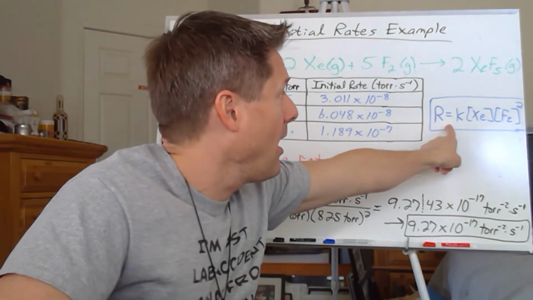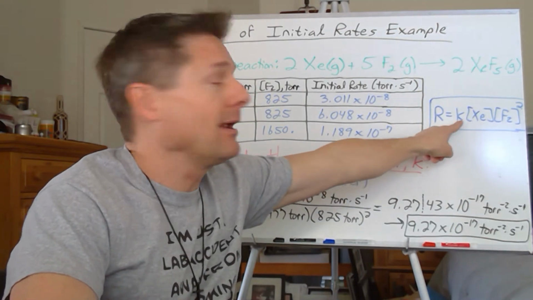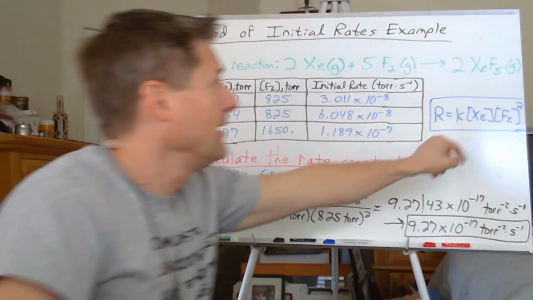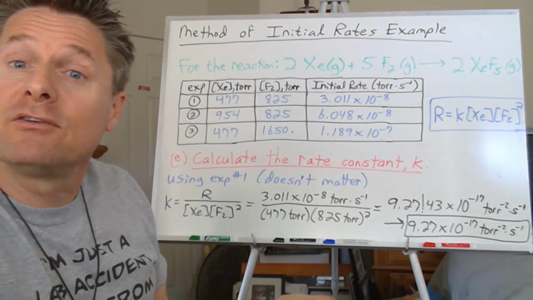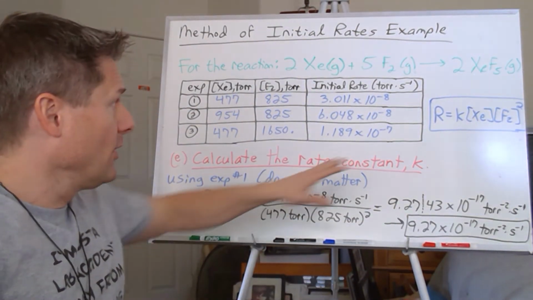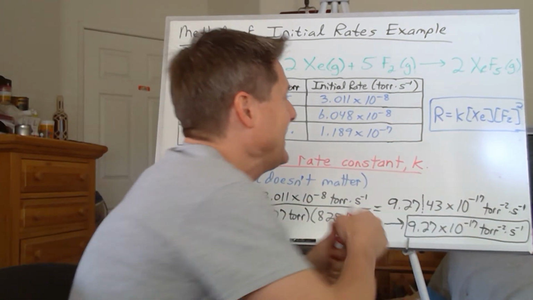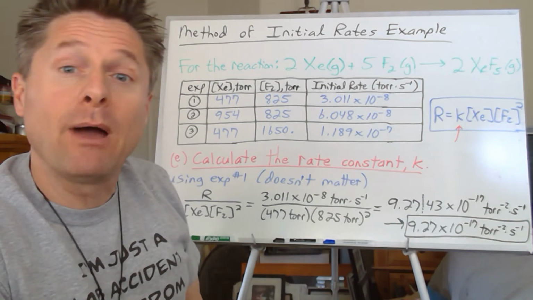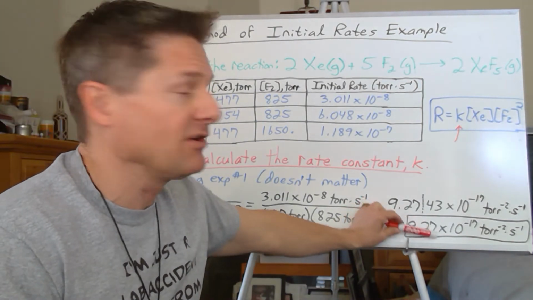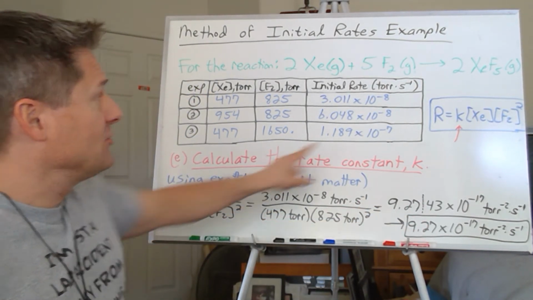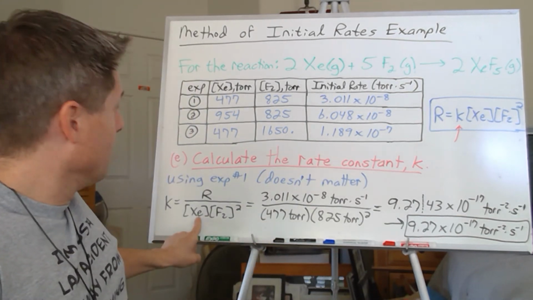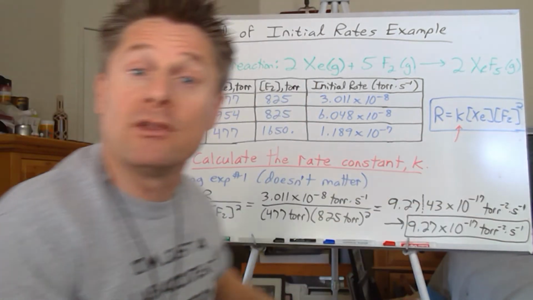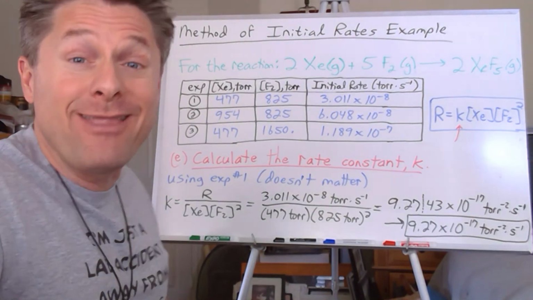Well, we know the rate law was R equals, the reaction rate was K, the rate constant, times the concentration of xenon raised to the power of 1, times the concentration of fluorine raised to the power of 2. All right, well, let's just rearrange that. We're isolating K, right? So let's just divide both sides by the concentration of xenon and the concentration of fluorine squared. So the rate constant should be the rate R divided by the concentration of xenon and the concentration of fluorine squared. Don't forget that squared there.